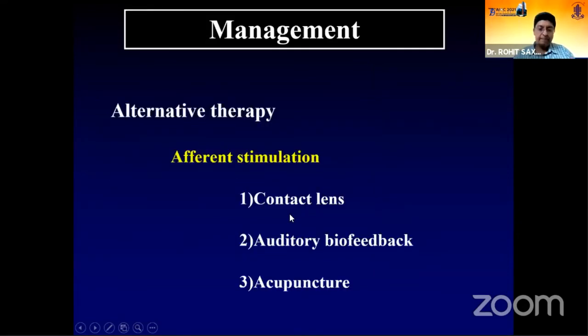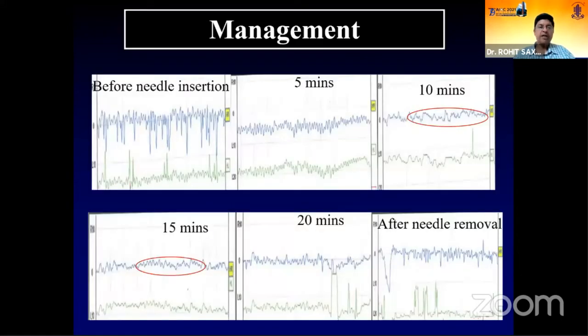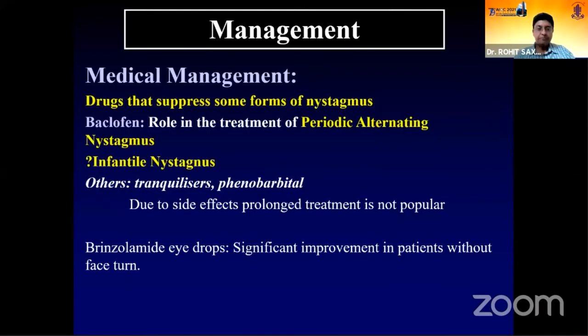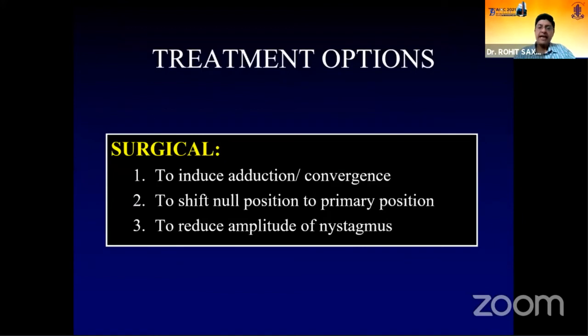There are alternative therapies like auditory biofeedback and acupuncture. This was a thesis we had done at our center, but unfortunately, this is not long lasting. Similarly, botulinum toxin is possible for acquired nystagmus, but not beneficial for infantile nystagmus syndrome. Medical management has been overall disappointing. We've seen brinzolamide have some effect in infantile nystagmus syndrome in patients who do not have a face turn, but other than surgery for face turn, there is nothing as impactful as surgery.